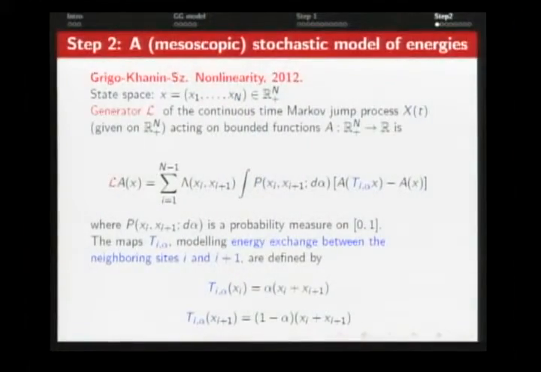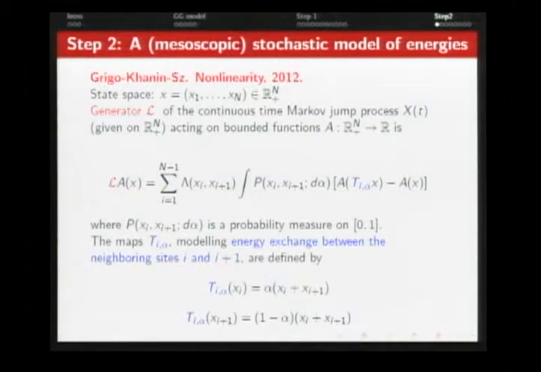In this rare interaction limit, x1, xn represent the energies, E1 and En as before. It has a generator, and with Grigo and Hanin we introduced a general class of generators. A is a test function, lambda is a rate function depending on the energies.